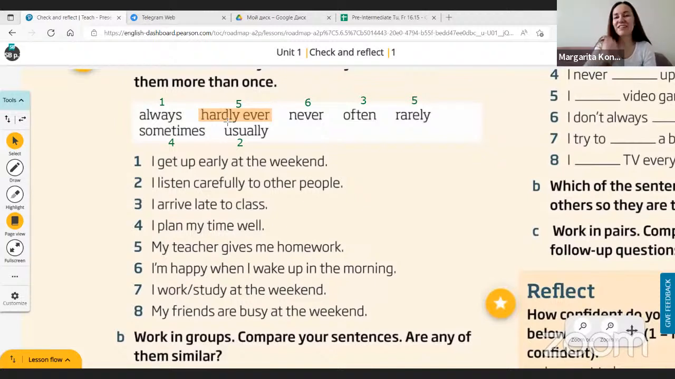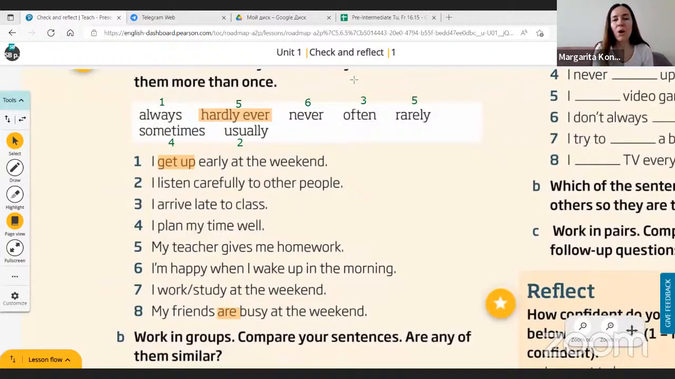I hardly ever get up early at the weekend. Точно. Because we use this word where? Before the verb. Yeah, it must come before the verb. All right. But if it is the verb to be, for example, my friends are busy at the weekend. Тогда after. After, yeah. For example, my friends are hardly ever busy at the weekend.